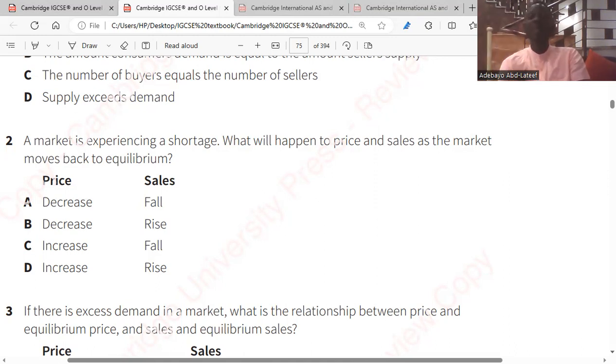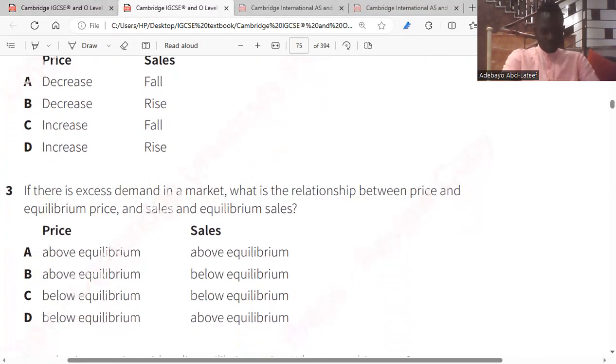Prices will increase, and sales will what? Will rise, because there's a shortage in the market, which means the demand for that product is increasing. So as the market is moving to equilibrium, prices will rise. At the same time, sales will rise. I think it's clear. Yes.